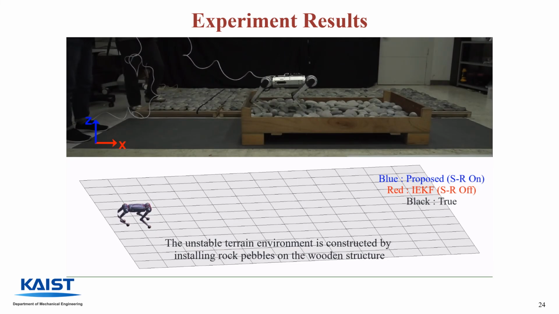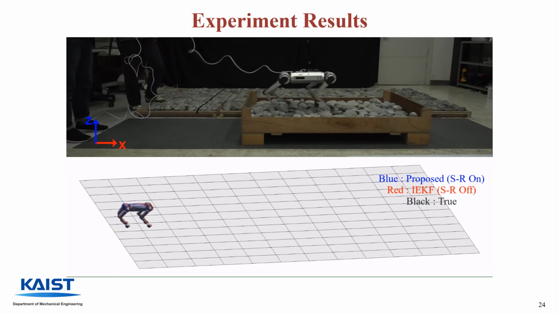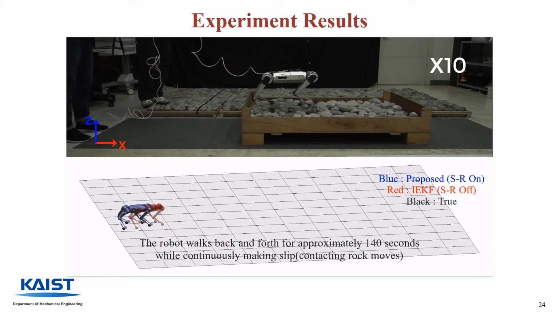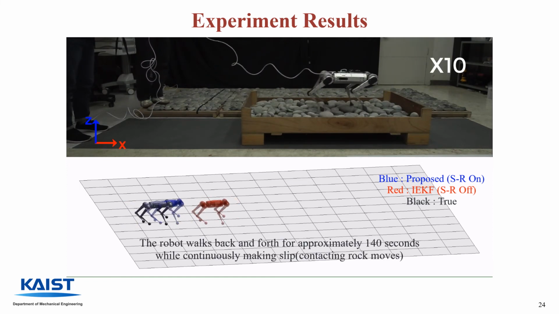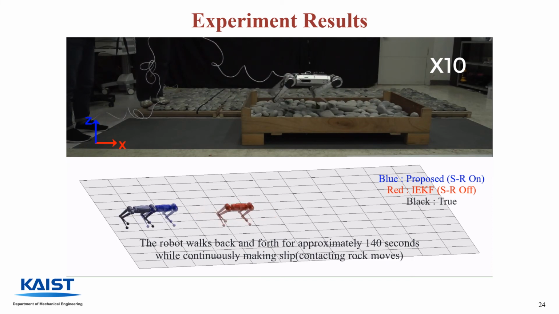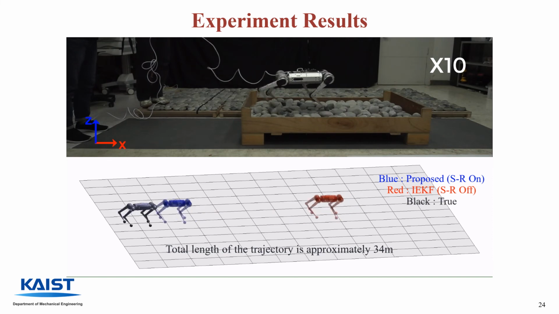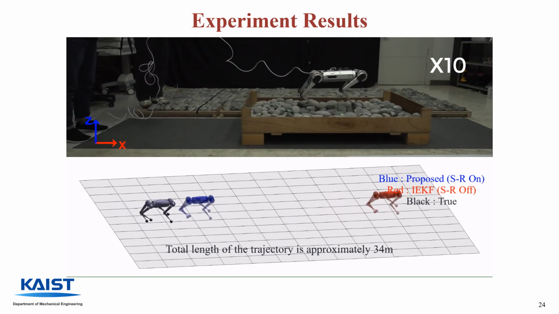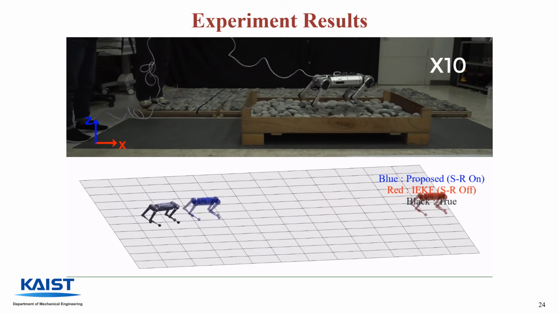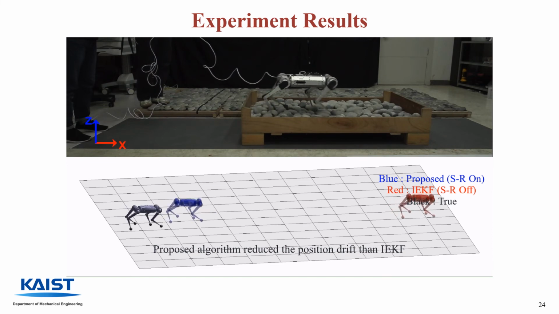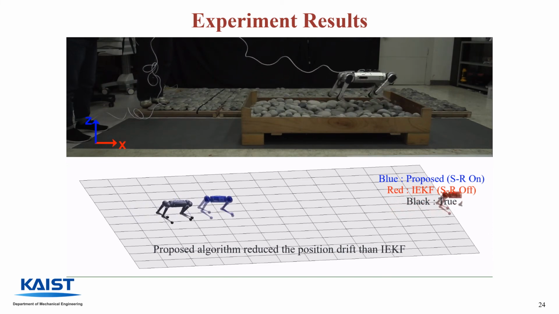The third environment is the unstable terrain environment. In this scenario, the robot walks back and forth for approximately 140 seconds, with approximately 34 meters as the total length of the trajectory, while the contacting rock continuously moves. As you can see, the proposed algorithm could reduce the final position drift more than the IEKF algorithm.